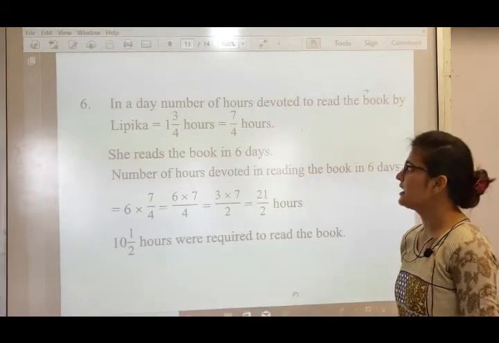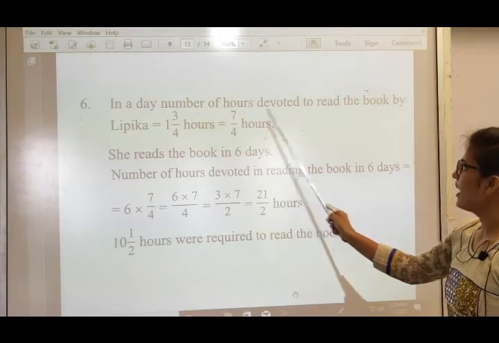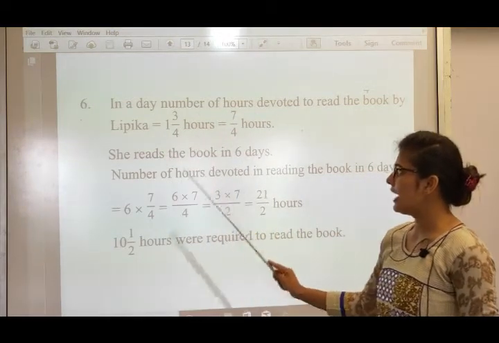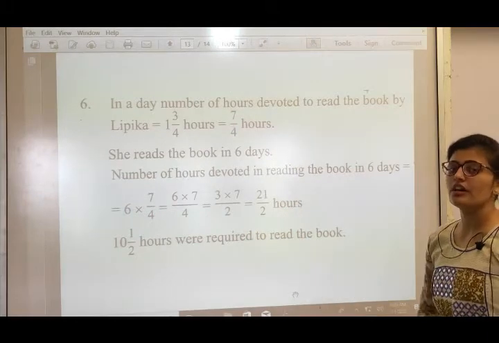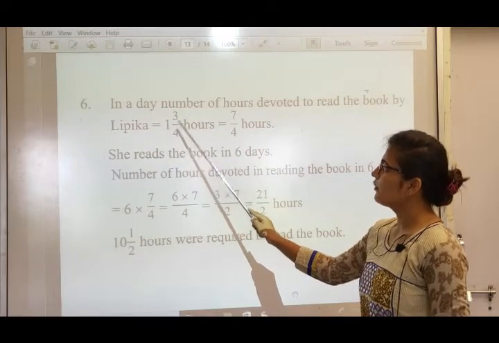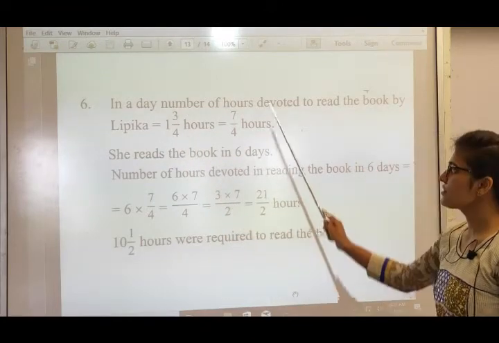So here you can see in a day, the number of hours devoted to read the book by Lipika is equal to 3 by 4 hours. That we have to convert into the simple fraction. So 4 3s are 12, 4 1s are 4 plus 3, it will be 7. So 7 by 4 hours.